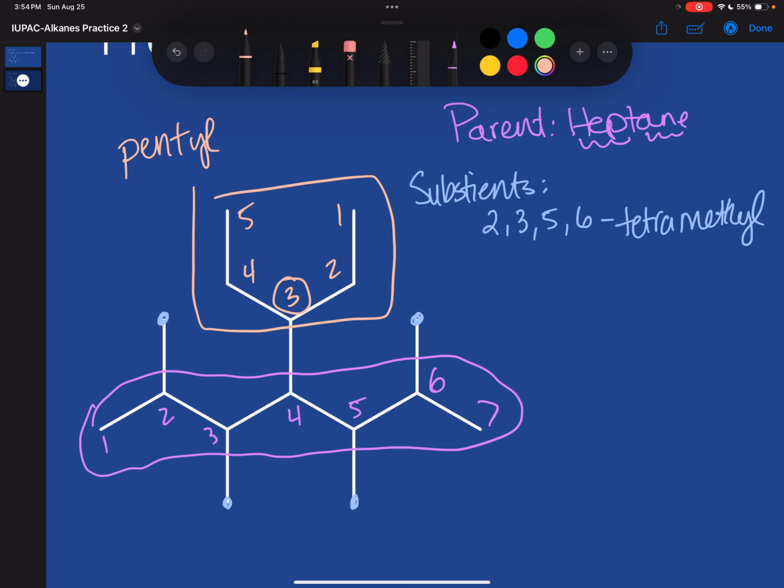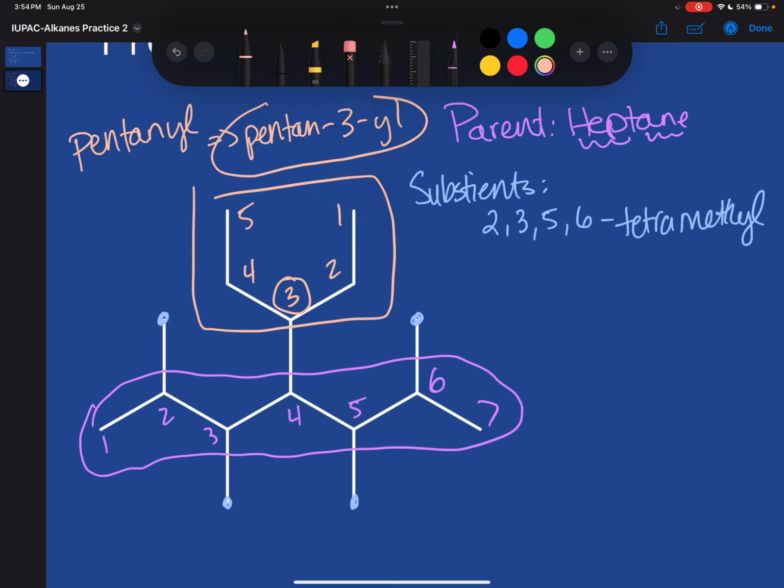Where am I going to write that? Well, I'm going to write that right after the numerical prefix and before that yl. So this is now going to become a pent-3-yl. Oh, sorry, I said pent. It should be pentan. Excuse me. Let me try that again. So I should have pentan, where instead of the e, that's where the yl comes in. Excuse me about that. And then I would say pentan-3-yl. All right, that would be the name of the substituent.